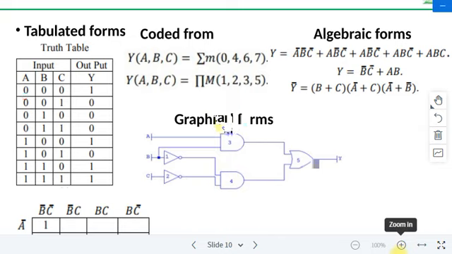Look at the gray code, only 1 bit changes to give you the next result, but in case of the decimal number, the equivalent number does not give you the same result. So look at this: 0, 0, 0, 1, 1, 1, and 1, 0. So we can represent any function as a tabulated form, coded form, algebraic form, or graphical form, and the tabulated form is the map form. So when you try to minimize by manual minimization, you have to use this.